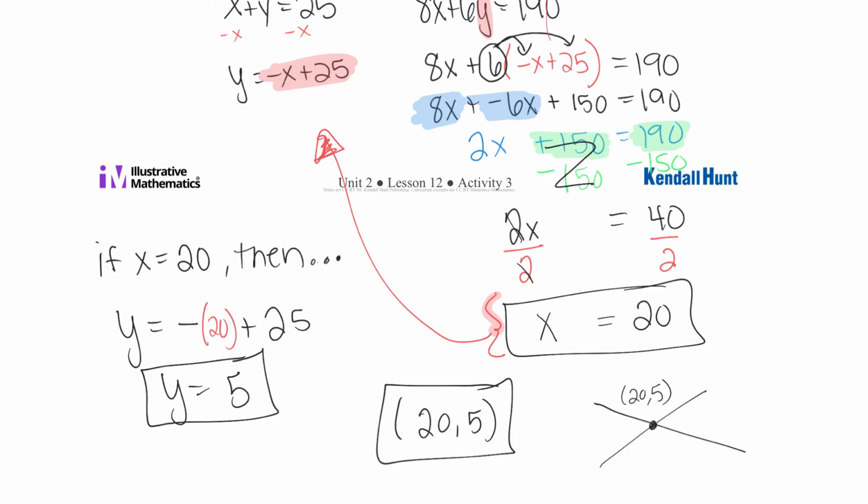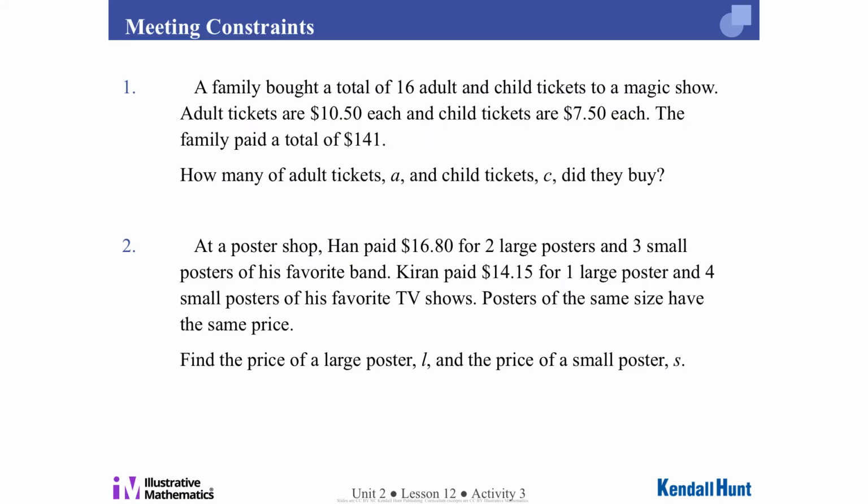For this next problem, a family bought a total of 16 adult and child tickets to a magic show. Adult tickets are $10.50 each, and child tickets are $7.50 each. The family paid a total of $141. We can come up with equations for this, and we end up with a plus c equals 16, and 10.5a plus 7.5c equals 141. Each equation is a different part of the system.